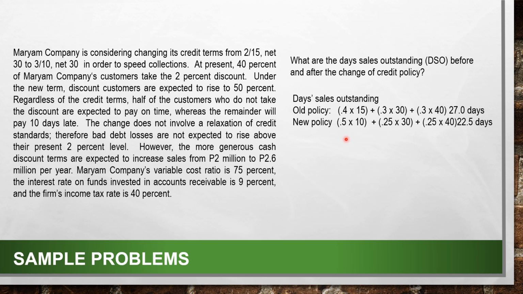So 0.5 times 10 days, because we will change the discount period from 15 to 10. So 0.5 times 10 plus half of the remaining 50%, 0.25, will pay on time, 0.25 times 30 days, plus the remaining half will pay 10 days later, so 0.25 times 40 days, okay? So 0.5 times 10 plus 0.25 times 30 plus 0.25 times 40, we get 22.5 days. Okay, so our DSO for the old policy is 27. Our DSO for the new policy will be 22.5 days, and that would be better.